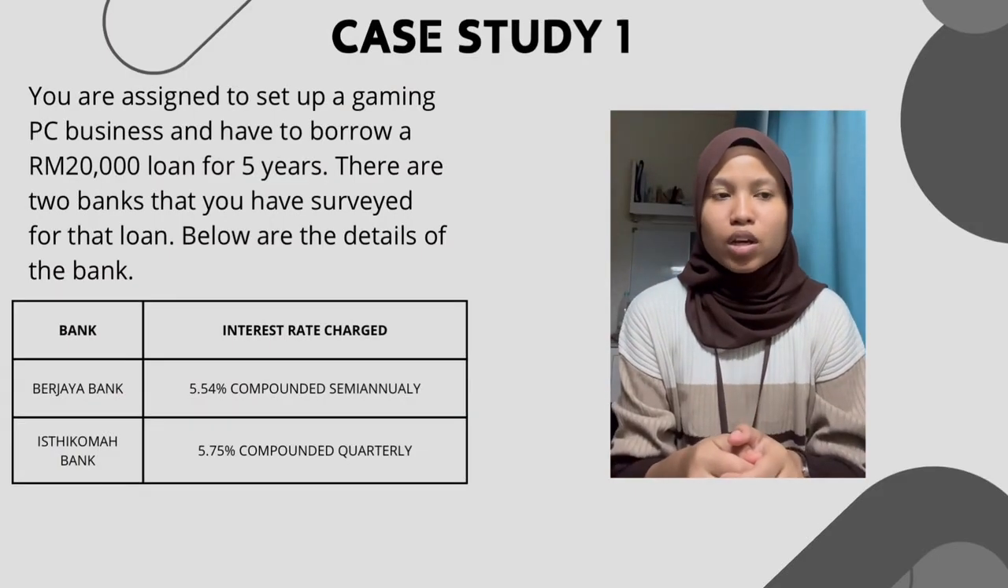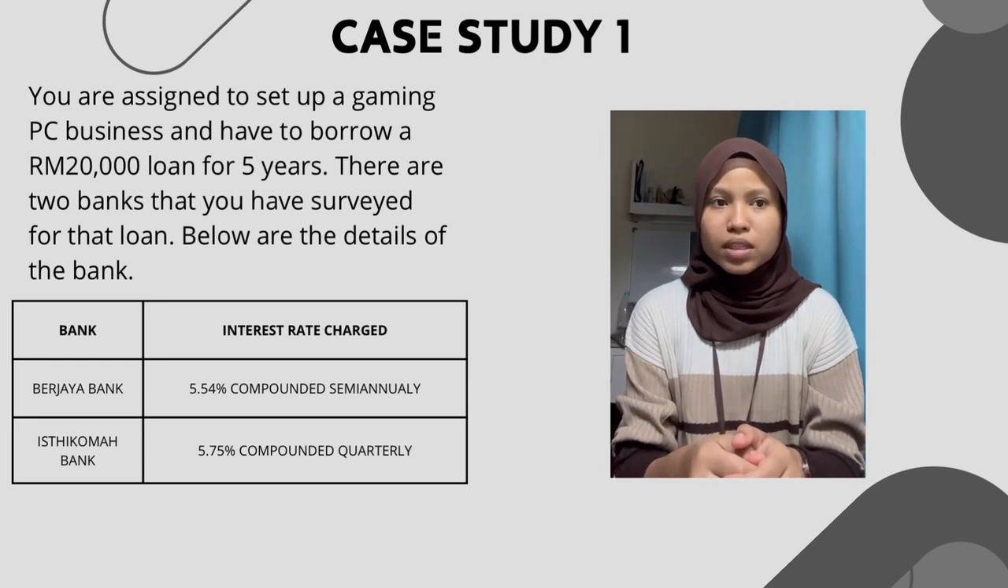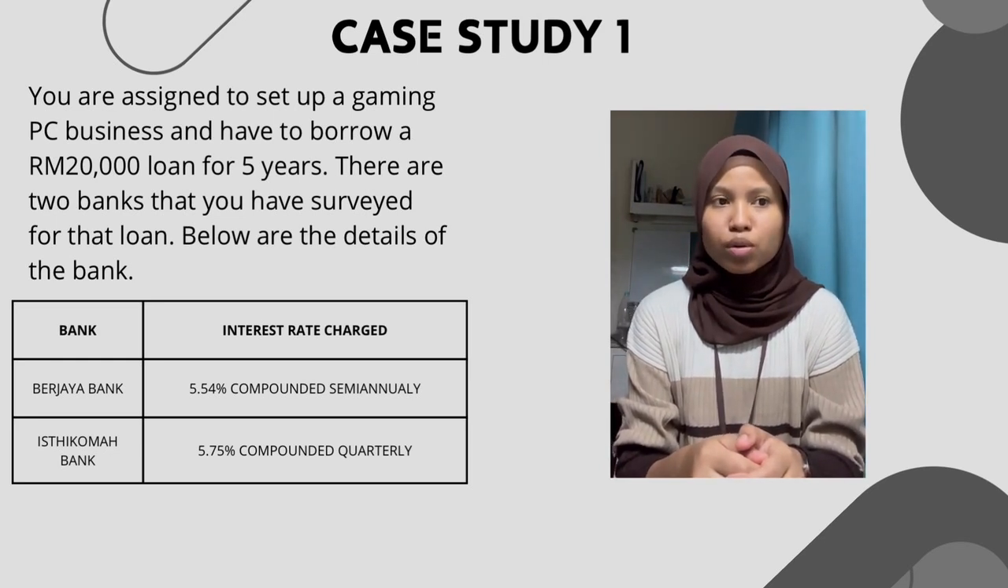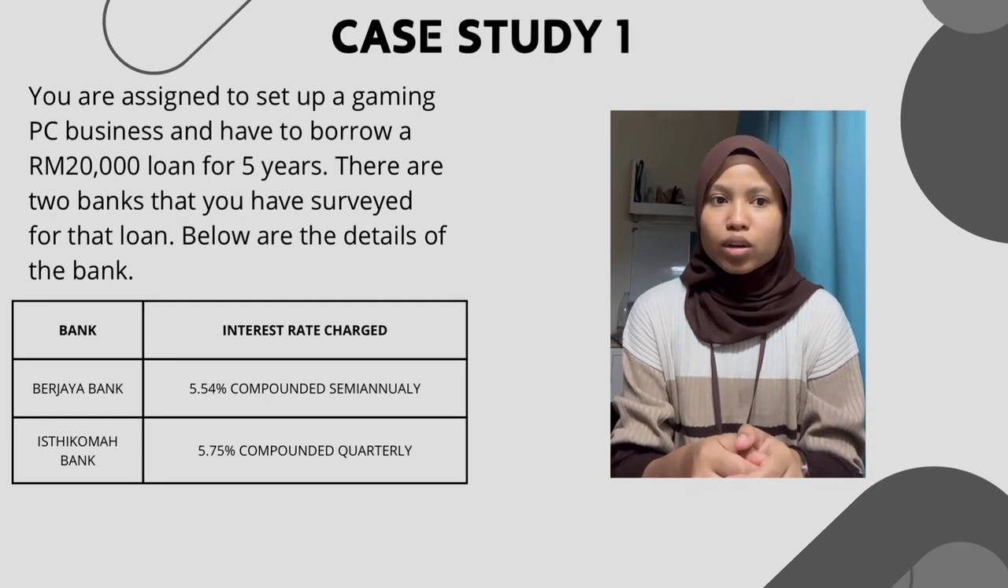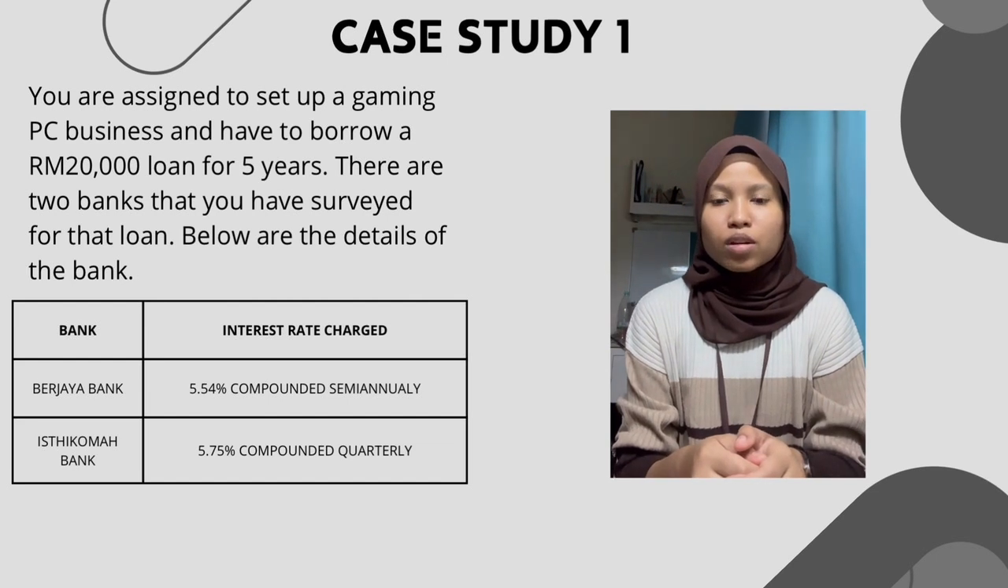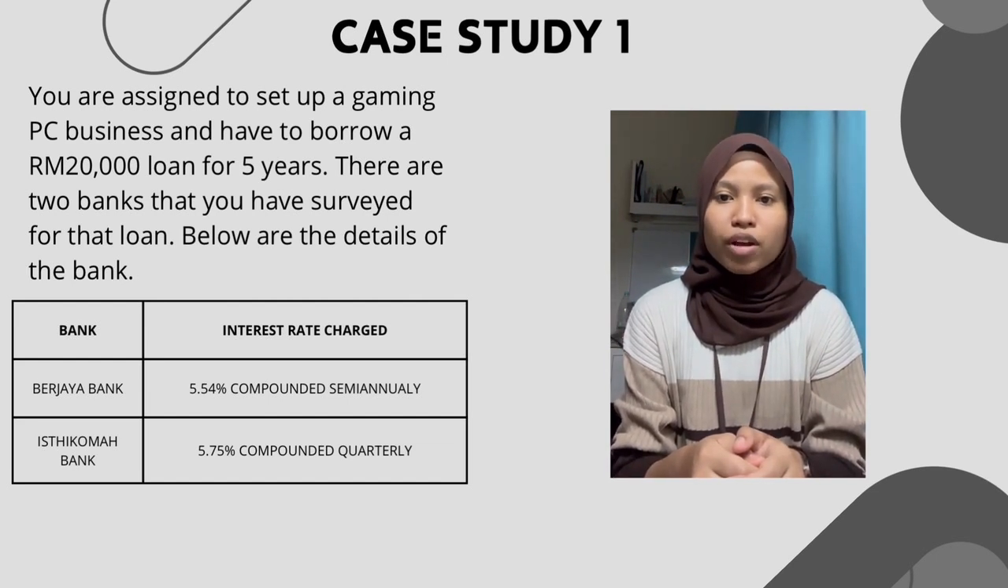Case study 1. You are assigned to set up a gaming PC business and have to borrow a RM20,000 loan for 5 years. There are 2 banks that you have surveyed for that loan. Below are the details of the bank. First bank is Berjaya Bank. The interest rate charge is 5.54% compounded semi-annually.